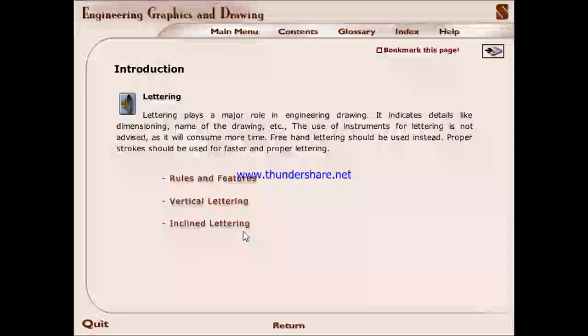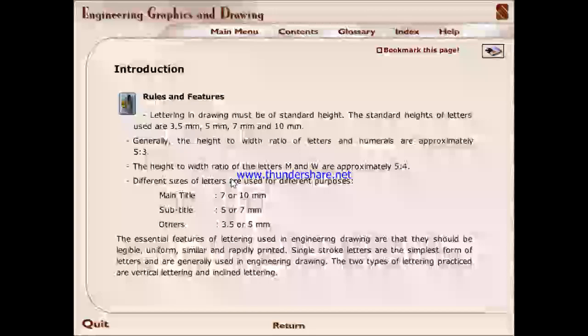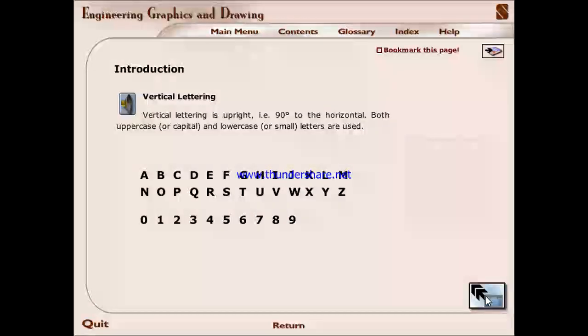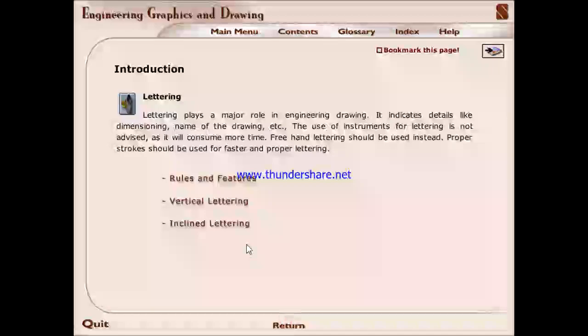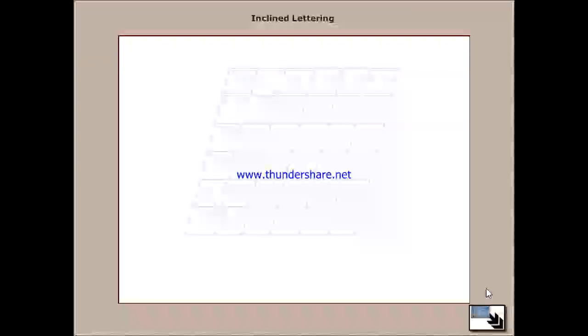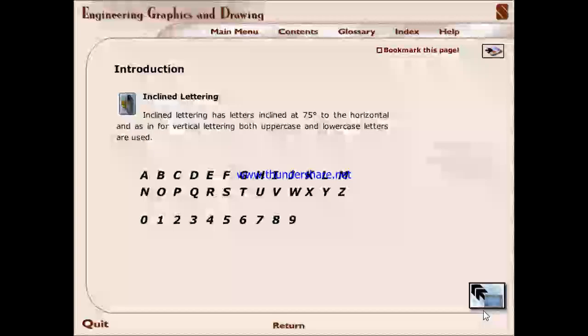So similarly, lettering, for which the rules and features of lettering are already given. And so vertical lettering is completely like this. Similarly, inclined lettering also we studied individually. So you remember while placing the lettering, whether it is inclined or vertical lettering.